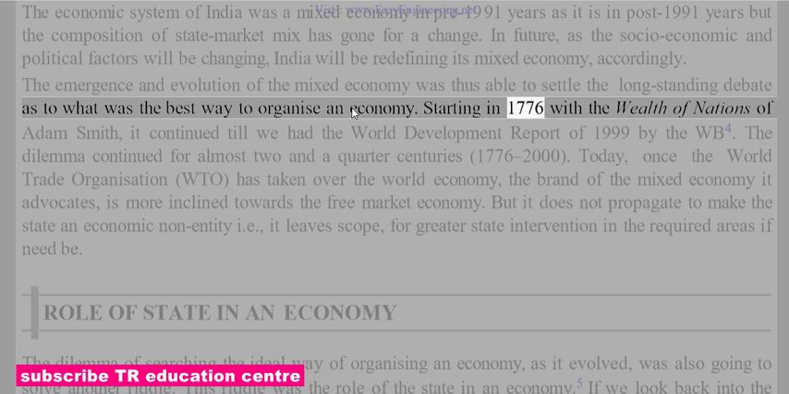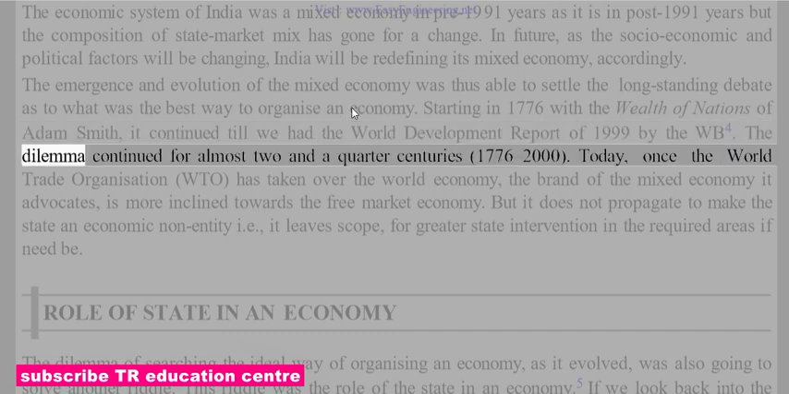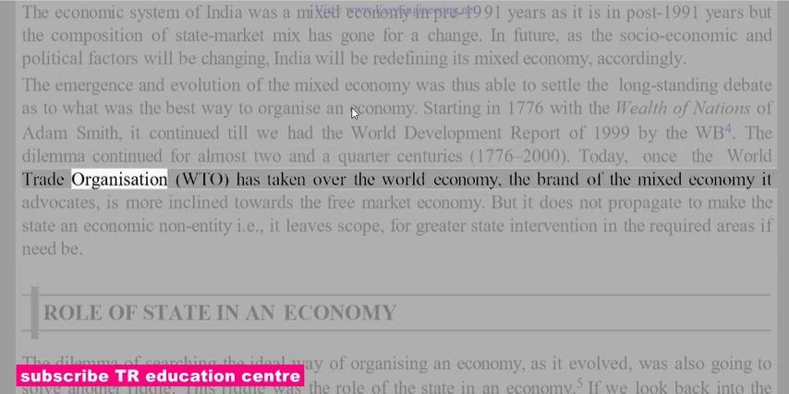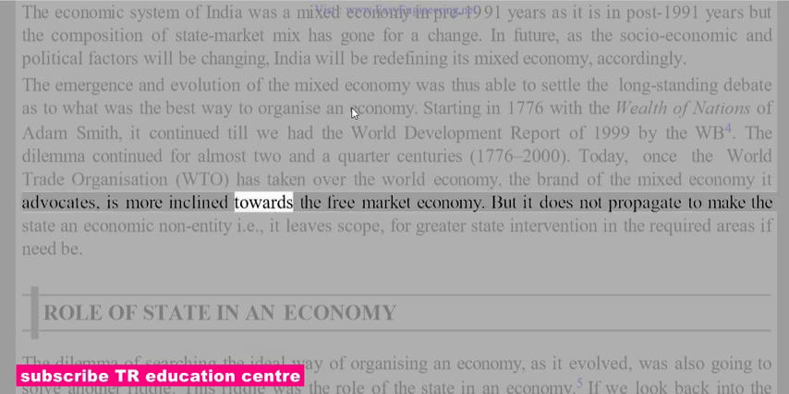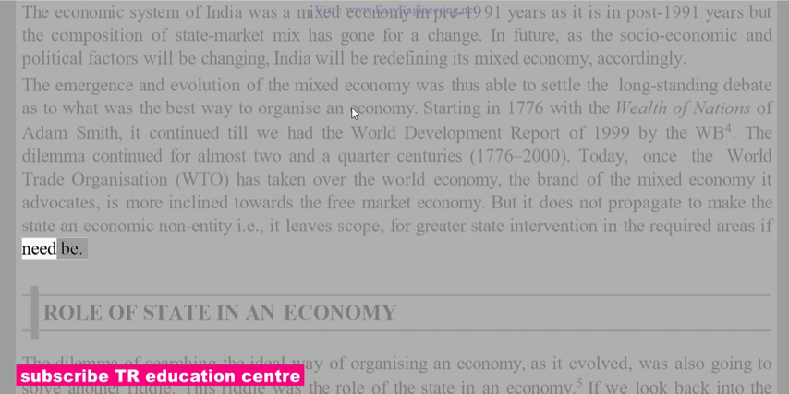Starting in 1776 with the Wealth of Nations of Adam Smith, it continued till we had the World Development Report of 1999 by the WB. The dilemma continued for almost two and a quarter centuries, 1776-2000. Today, once the World Trade Organization, WTO, has taken over the world economy, the brand of the mixed economy it advocates is more inclined towards the free market economy. But it does not propagate to make the state an economic non-entity, i.e., it leaves scope for greater state intervention in the required areas if need be.